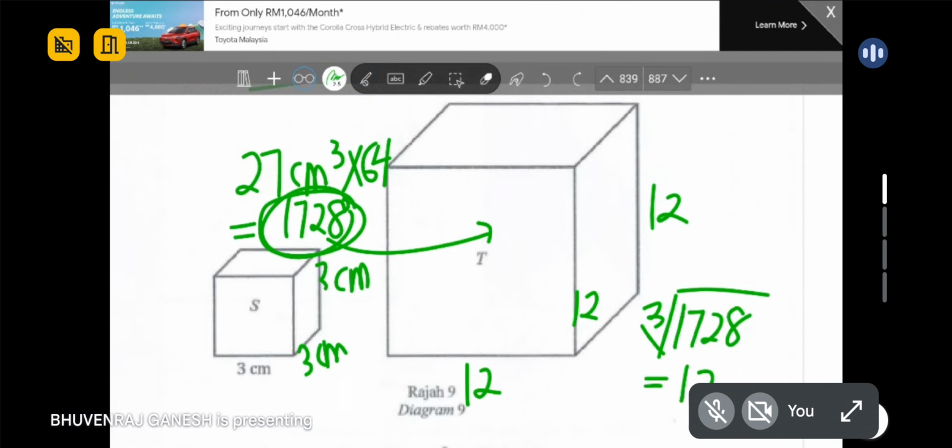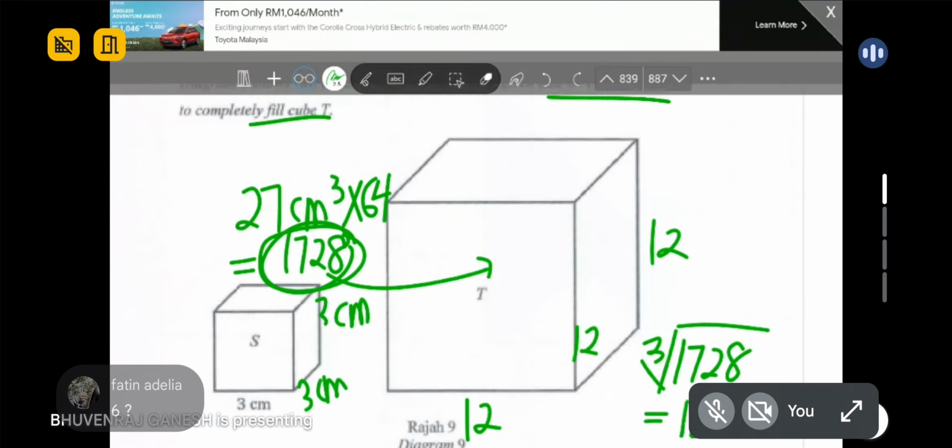Sepatutnya habis 10 lah, tapi sekarang extend sikit lah. Because objective. Okay? So how many surfaces, guys?